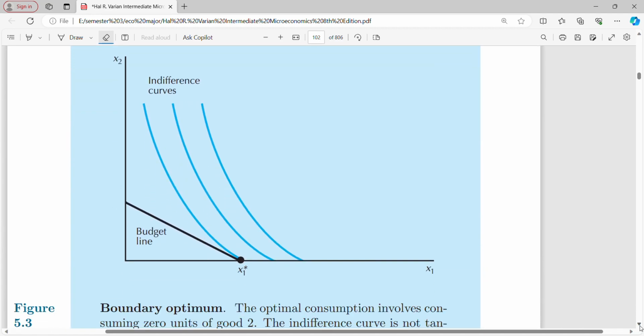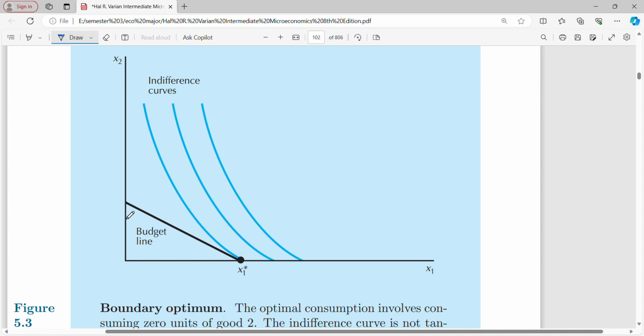and next is boundary optimum. So in the first diagram we studied what is interior optimum, right? Figure 5.1 represented interior optimum. Here this 5.3 represents boundary optimum. Okay, what does that mean? So here we see the bundle is presented in the x1. It has nothing of x2. That means good 2, that is x2, involves zero consumption.